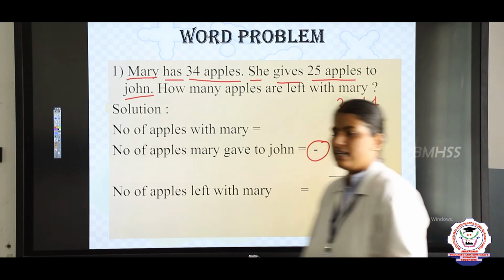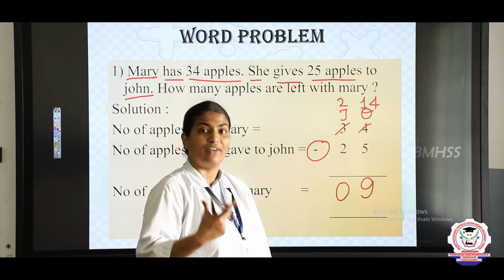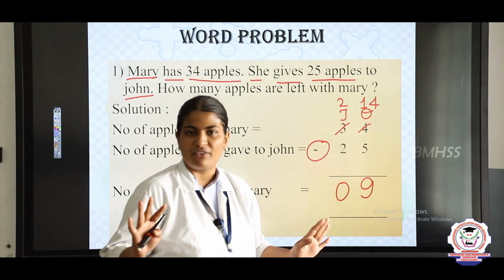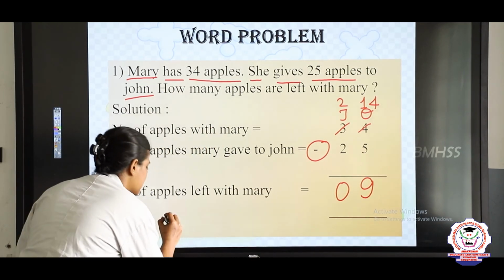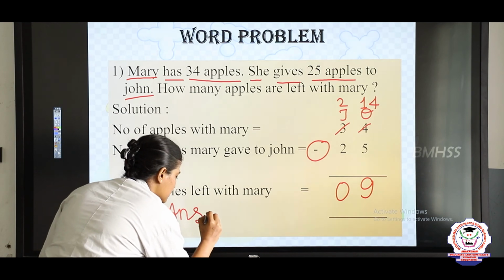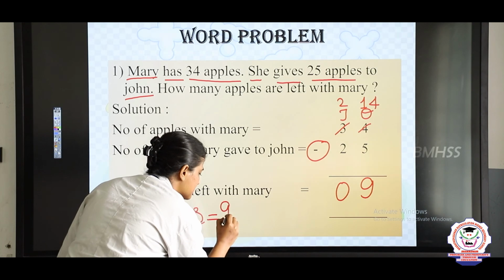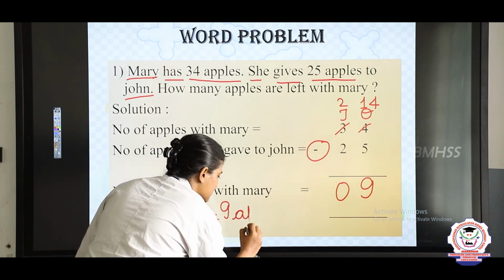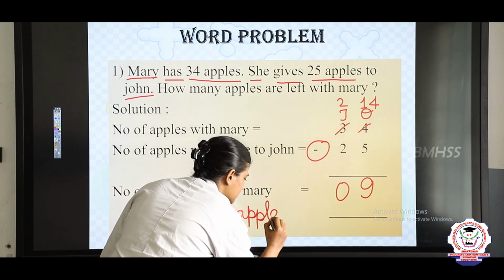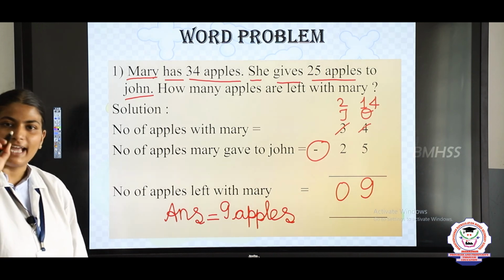So what is the number name of this number, children? It is 9. Okay, when you have 0 after a number it gets a value, but when you have a 0 before a number it does not have any value. So the answer is Mary has 9 apples. 9 apples with her. How many apples with her, children? Mary has 9 apples with her.